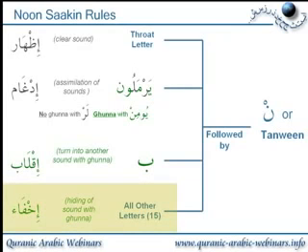And all other letters, i.e. 15 of them, if they follow Noon Saakin or Tanween, we do Ikhfaa, which is hiding of the Noon Saakin sound with the Ghunna, which effectively is making sure that you're getting ready for the articulation point of the next letter.